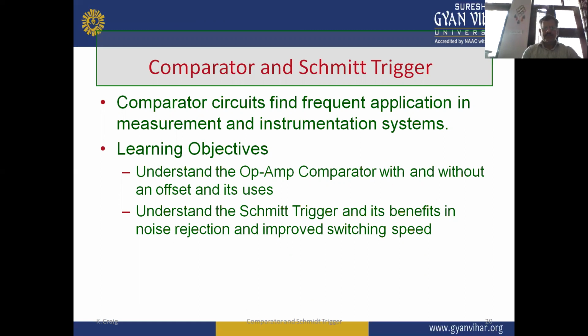Next topic is comparators and Schmitt triggers. Comparator circuits find frequent application in measurement and instrumentation systems. The learning objectives: understand the op-amp comparator with and without an offset and its use, and understand the Schmitt trigger and its benefits in noise rejection and improved switching speed.